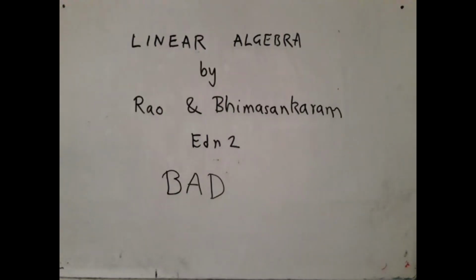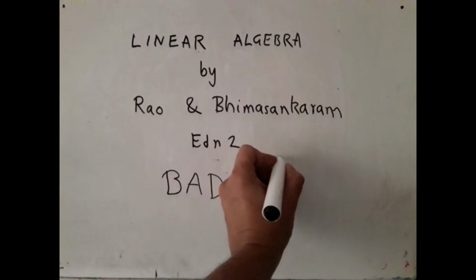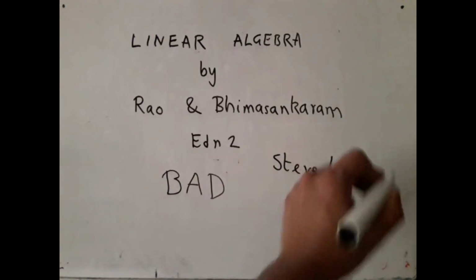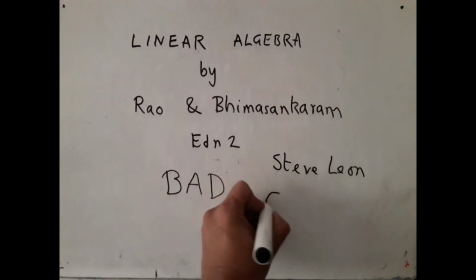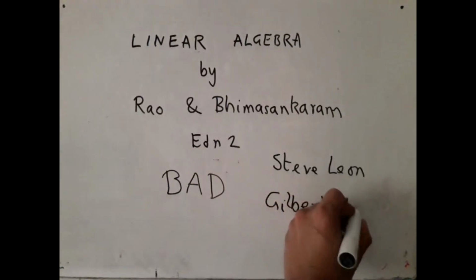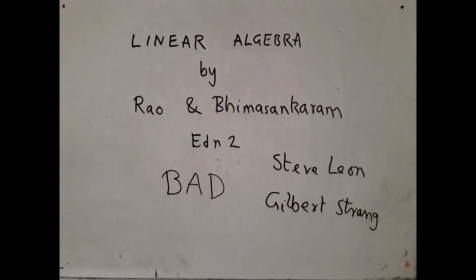There are plenty of good books available on the topic, and one book which I like particularly well is by Stephen Leon, and another book is by Gilbert Strang. I would strongly advise anyone who tries to learn linear algebra to follow either this book, which is somewhat easier, or this book, which is more comprehensive. And this book is also accompanied by video lectures by the author himself given in MIT.